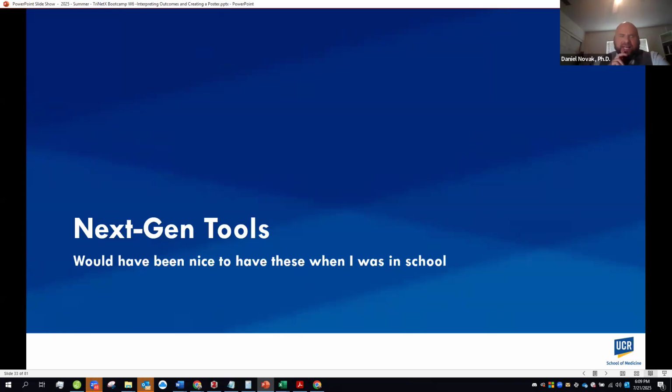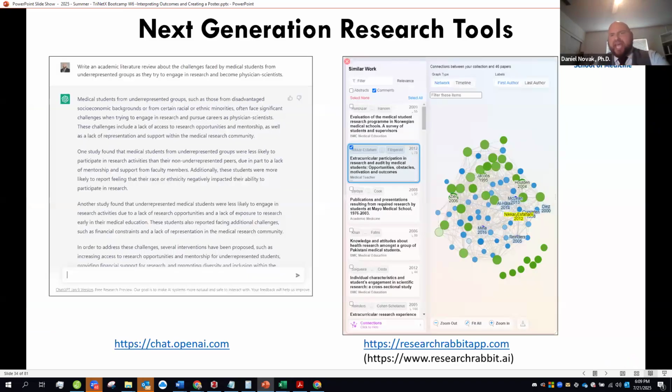But I also want to talk a little bit about next-gen tools. These would have been nice to have when I was in school, but I do want to talk a little bit about this because I think there have been some really amazing changes in the kind of front-end research components that we talk about a lot, like actually doing your literature review. So we're going to talk about AI real quick, and we're also going to talk about graph databases and how these things are related.